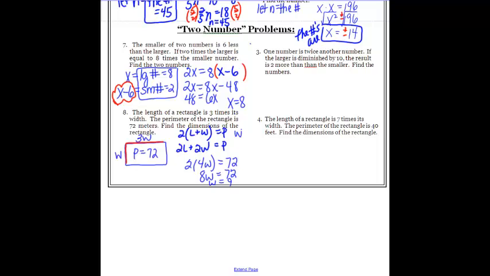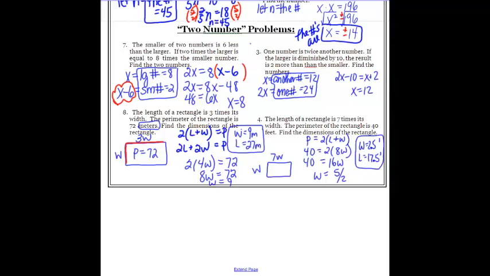I'm going to write this over here. The width is 9. Don't forget about your units. So I have meters, which means the length is 27. And 9 plus 27 is 36, and 36 times 2 is in fact 72. So it checks. Why don't you go ahead and try the other two problems and then come back and check.